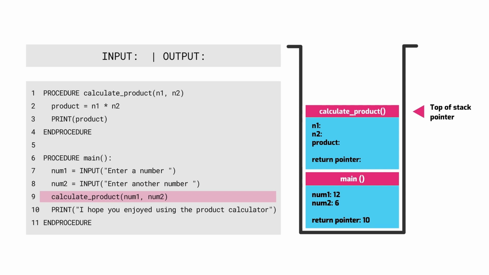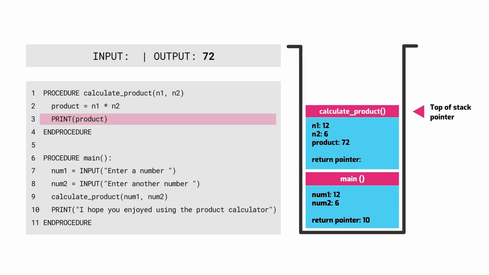The values of num1 and num2 from main are passed into the subroutine. The subroutine calculate product starts running. The two numbers are multiplied together and the product is stored on the stack frame. The value of product is displayed to the user.